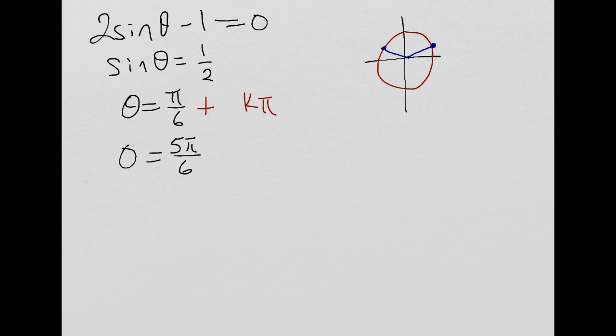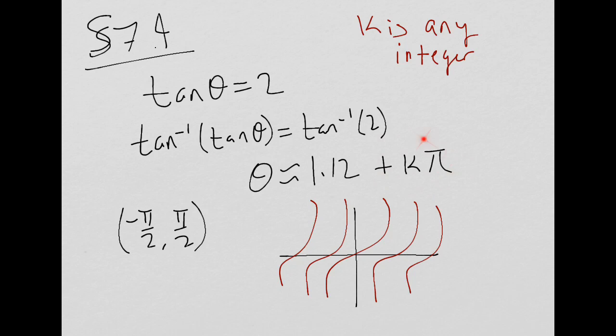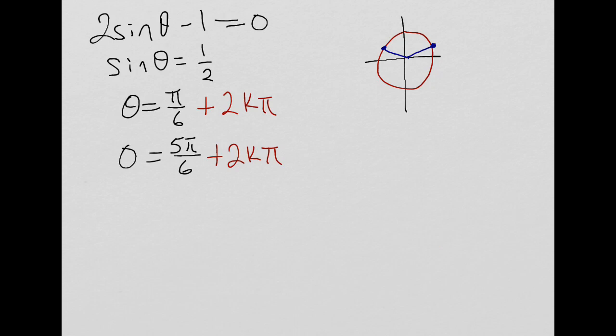But I can't just add pi. If I started here and just added pi, I'd get over here. That doesn't have a y-coordinate of positive 1/2, so that doesn't work. So I need to always make sure I go around by 2 pi. So I'm going to have to add 2k pi. Again, k is an arbitrary integer, but you'll notice what I added here is based on the period of the sine function. What I added there is based on the period of the tangent function. We can expect the same result to happen over and over again.